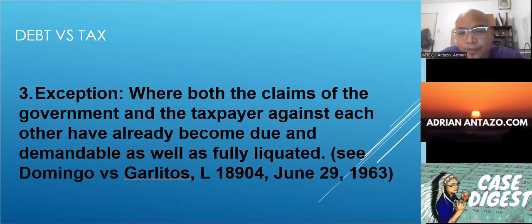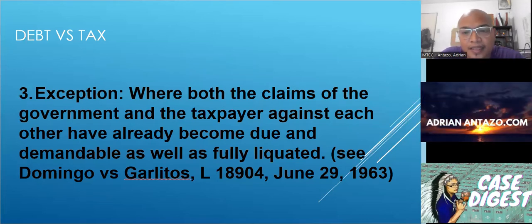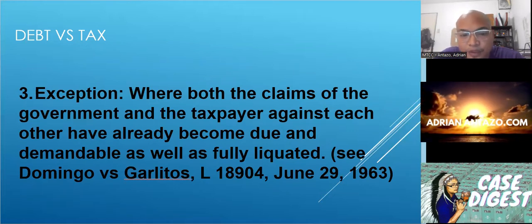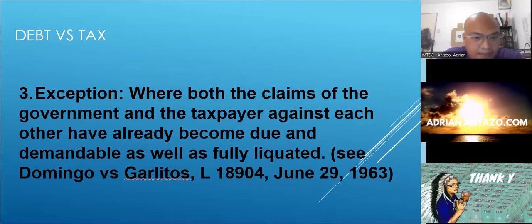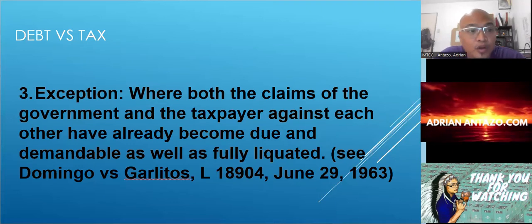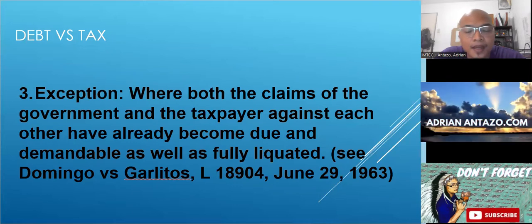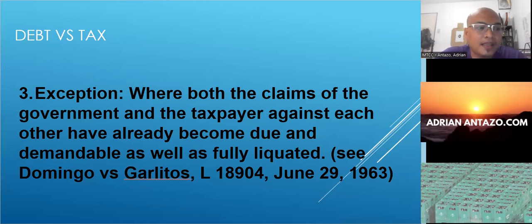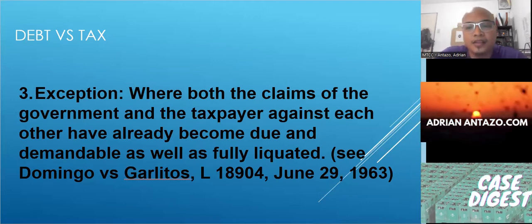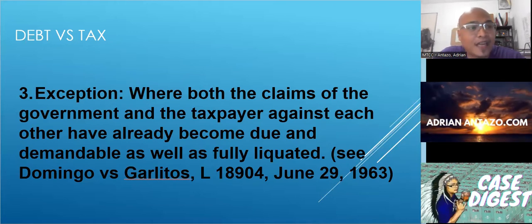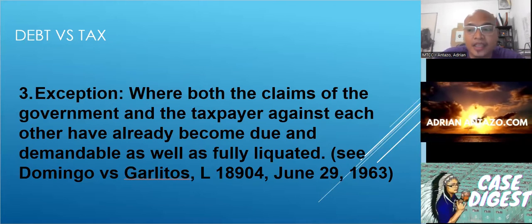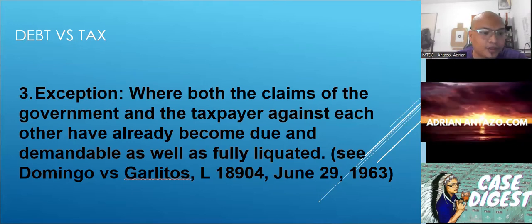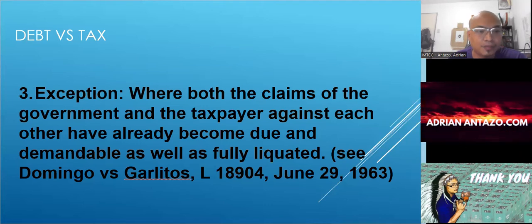Okay, the exception is where both the claims of the government and the taxpayer against each other have already become due and demandable as well as fully liquidated. So, kailangan meron kayong well-documented yung inyong liability to each other. So, for example, if you have a refund to the government, then you have an obligation to pay. So, pwede yung i-offset. An example of that is VAT, as I explained previously, na kung paano ba umairal ang VAT, sir, yung VAT input versus VAT, yung output VAT.